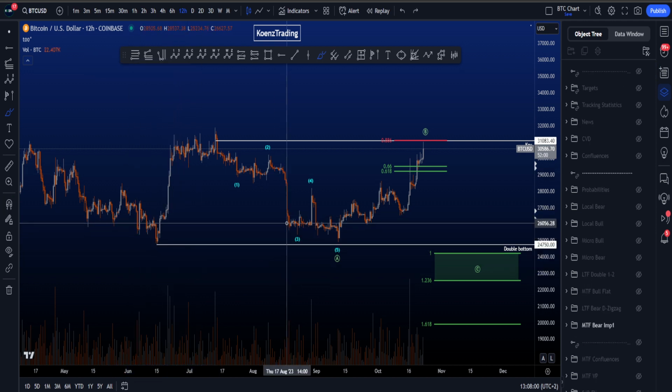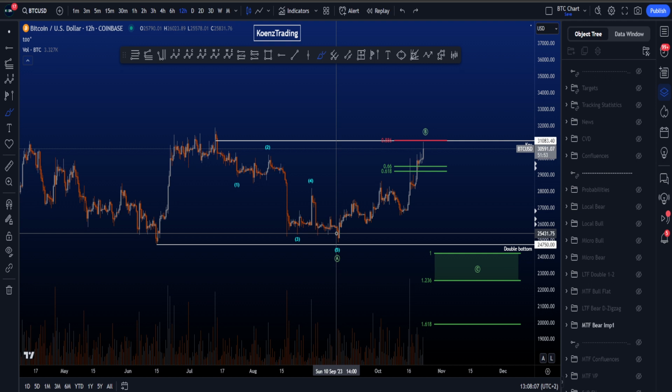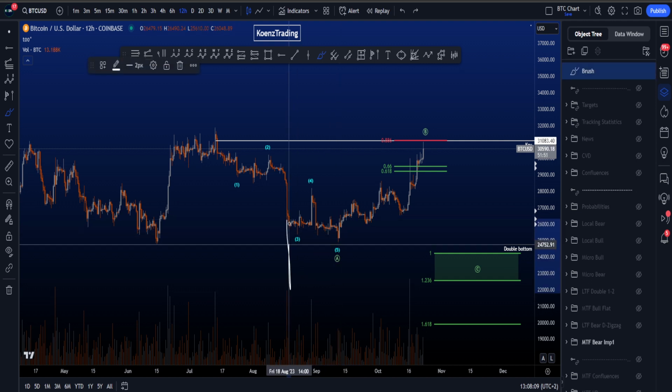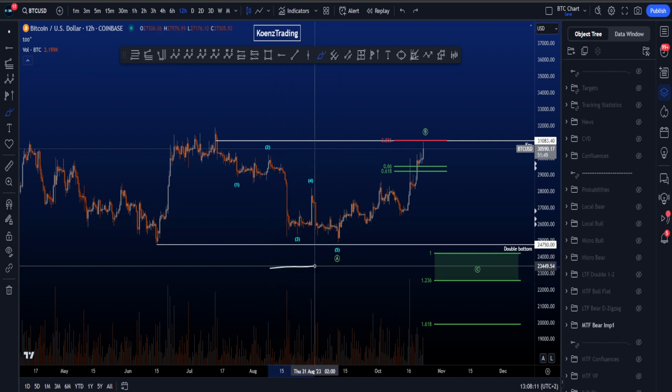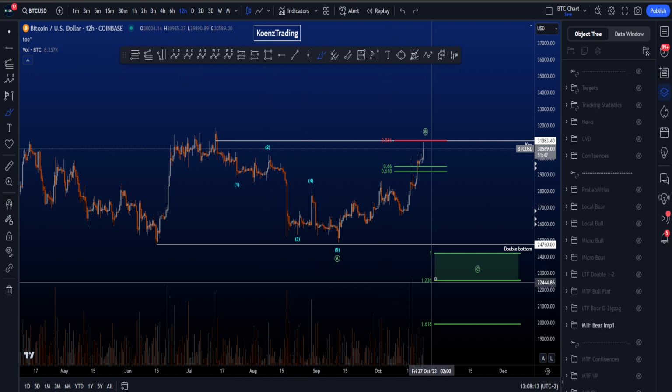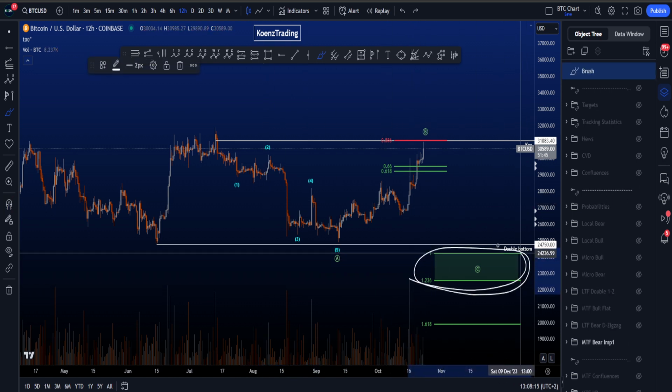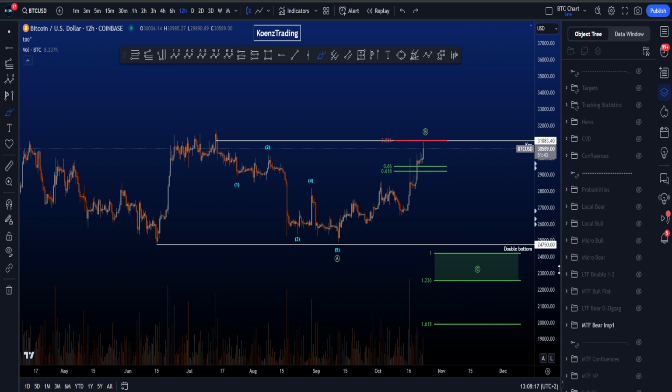Besides, wicks on the Bybit chart tend to get filled. If you go to the Bybit chart, 12-hour to daily time frame, and you go through history of price action, you will see that the probabilities are very high to fill those wicks. Now the wick goes to 23.6k, which matches with the support area that we have here as well.